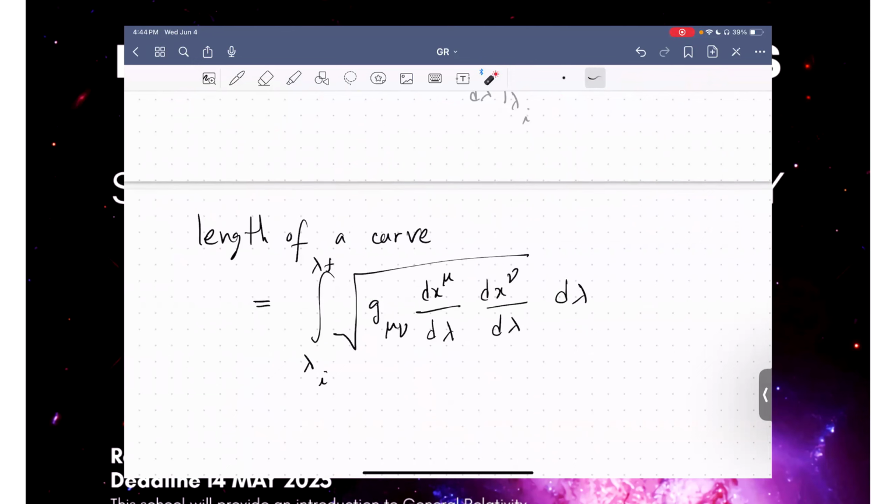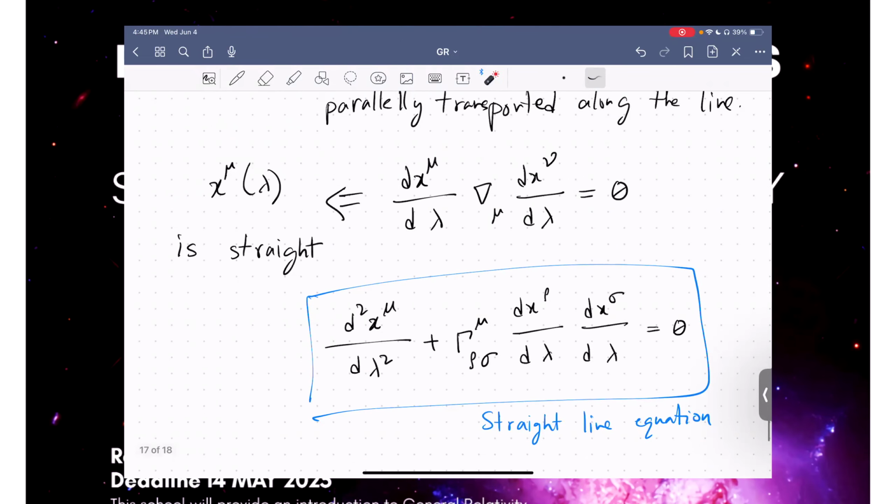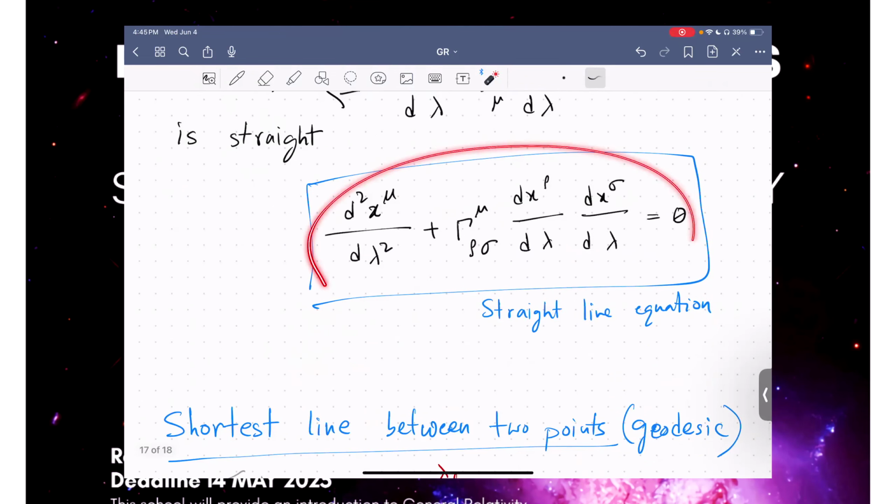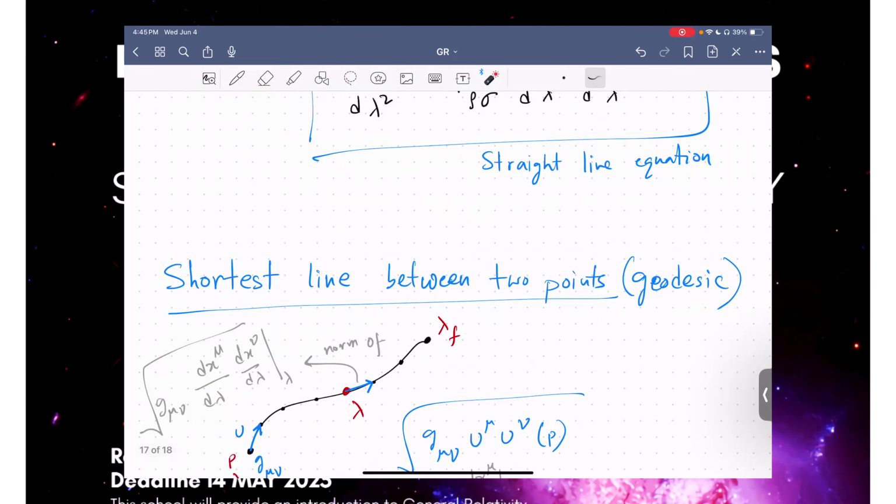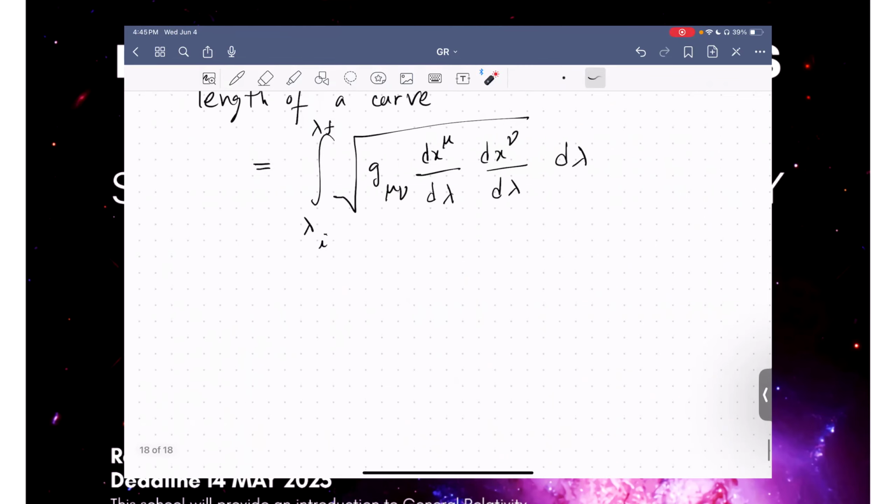Okay, so there's one question. Carol mentions that the parameter must be affine for the equation to be true, but I don't understand the reason for that. So this equation as an equation for a straight line is true regardless of your parameterization. But this equation as an equation for the geodesic is only true if you have a certain parameter. I hope I will get to that today.